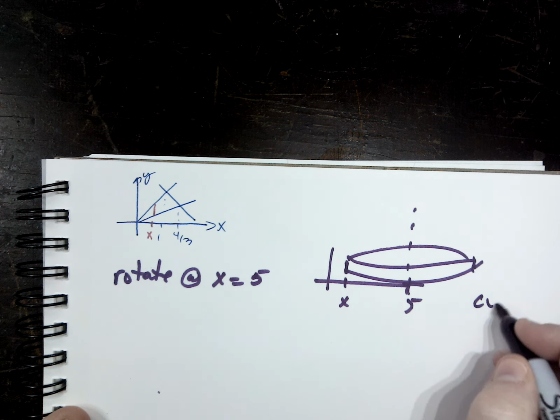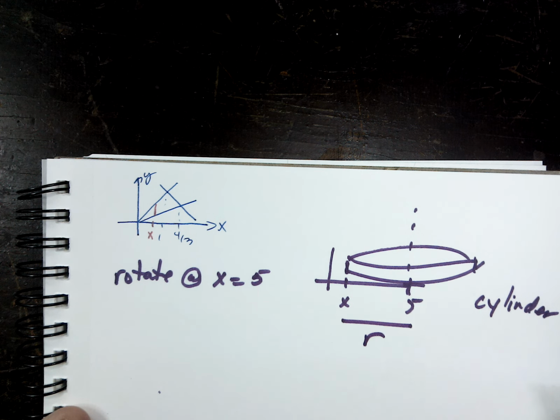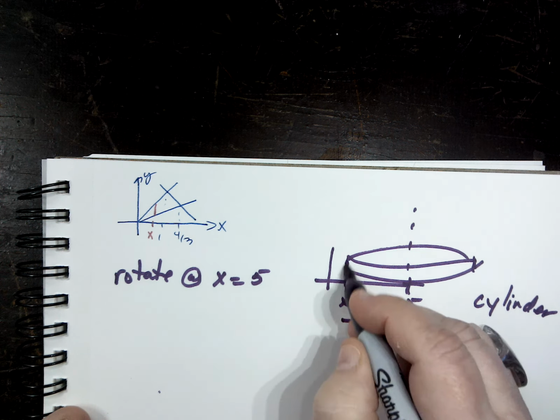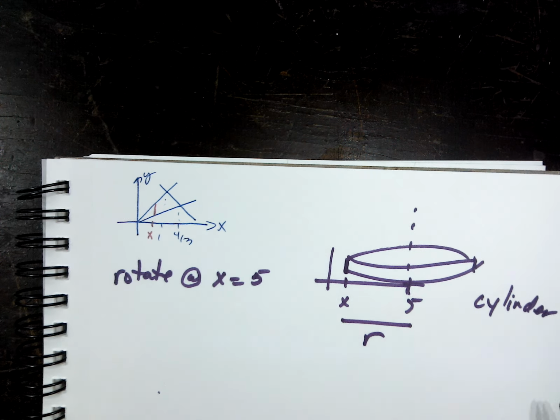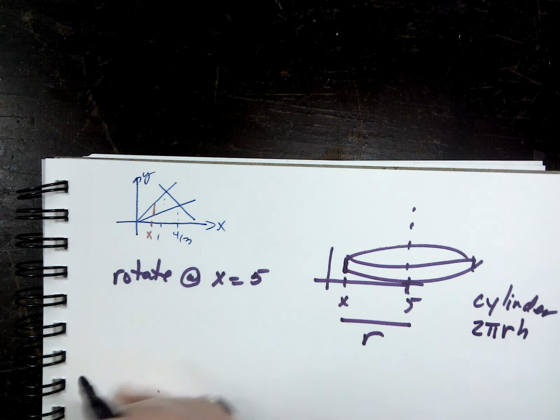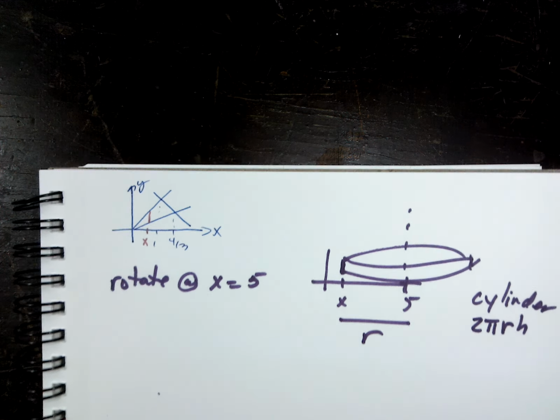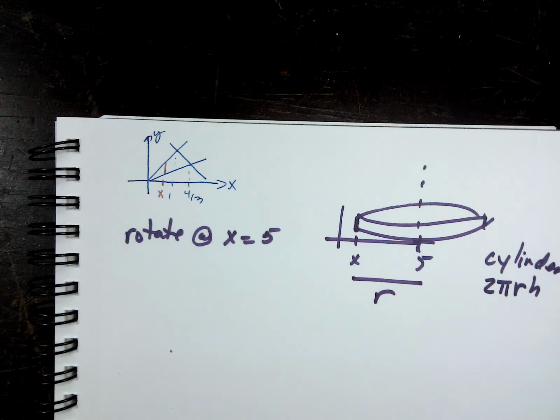We have a cylinder. That's my radius. My height is still the difference in the functions. So cylinder, 2 pi r h. And I need to break it down into two because I got two sections. I don't know why I decided to do that. I'm regretting that decision now.